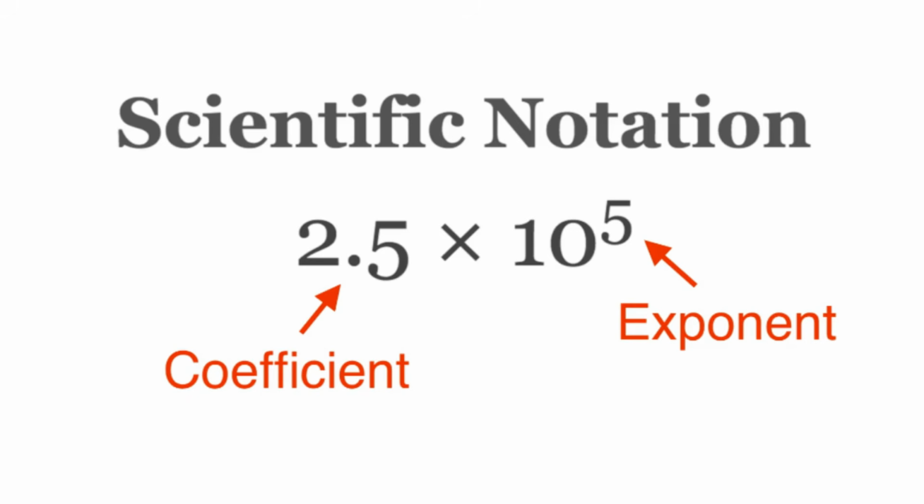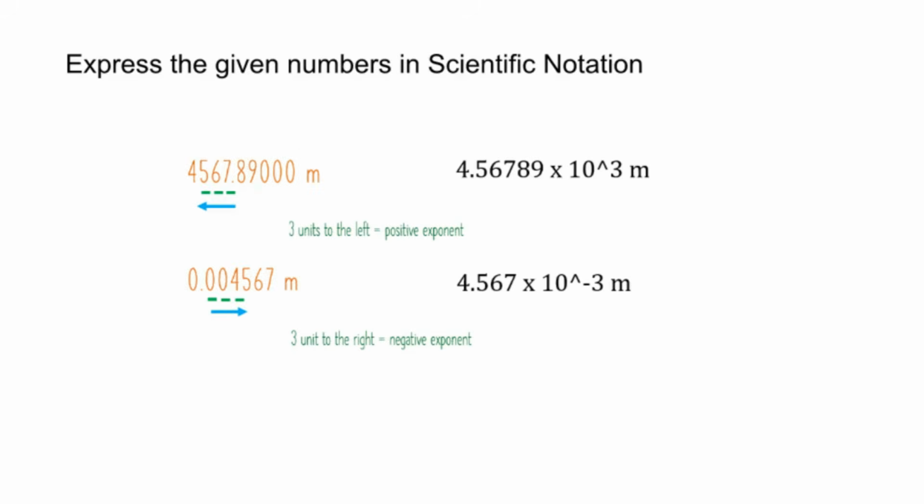It is composed of the coefficient, which is a real number with an absolute value between 1 and 10, multiplied by an order of magnitude value written as a power of 10. To express numbers in scientific notation, the first thing we need to look at is the decimal point. Remember that the direction of the movement of the decimal point will determine the magnitude and sign of the exponent.